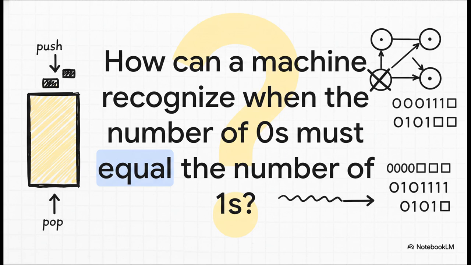So why on earth do we need this stack? Well, let's take a look at a slightly trickier problem, also from our source quiz. How could a machine check if a string has the exact same number of zeros as it does ones? A DFA, well, it just can't do it. It has no way to remember. It might be able to count 1 or 2, sure, but it can't remember, say, 100 zeros to make sure there are 100 ones later on. It just doesn't have the memory for that.